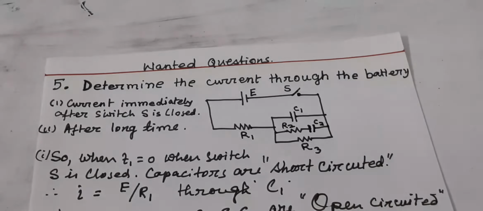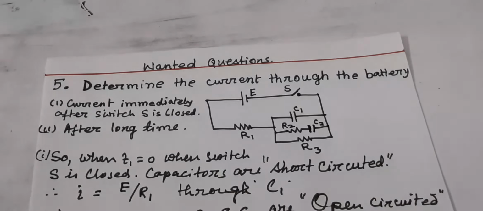Determine the current through the battery. Number 1, current immediately after switch S is closed. You can see one circuit diagram given. There are two capacitors C1 and C2, and there are three resistances. One cell is there, EMF is E, and a switch S is there. Now when the switch is just connected, t equal to 0, we have to find out the current.